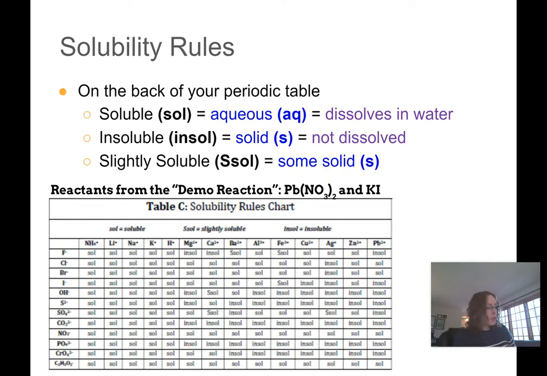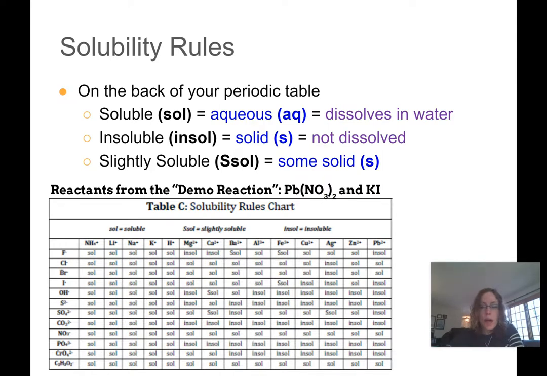This is basically just a way to figure out for any ionic compound whether it will dissolve in water or not. If in the chart it says SOL, that means soluble. And so as the state of matter in the chemical equation, you would write AQ, meaning aqueous, because soluble things dissolve in water and form aqueous solutions. If it says insol or SSol, that means insoluble or slightly soluble. In those cases, that would be your precipitate because that's going to be a solid product.